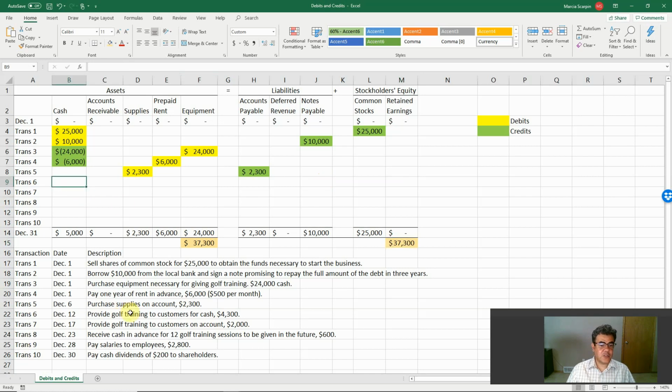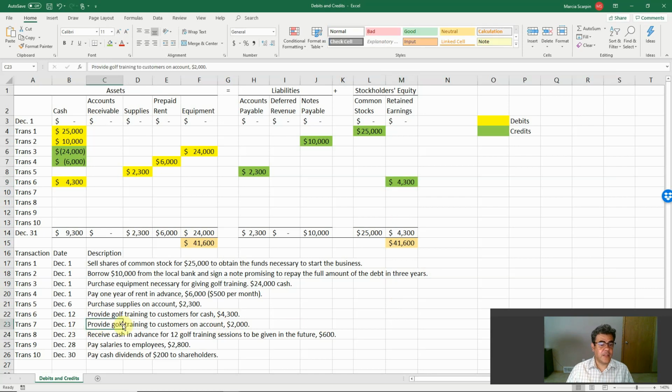Transaction number six, provide golf training to customer for cash. So we are increasing our cash. And we are providing training, we are providing services. So this is a revenue. Revenue increases our retained earnings. So if it increases our retained earnings, we are crediting retained earnings.